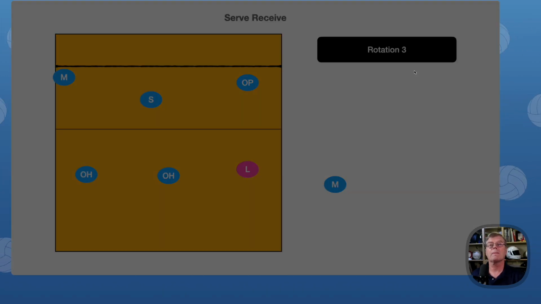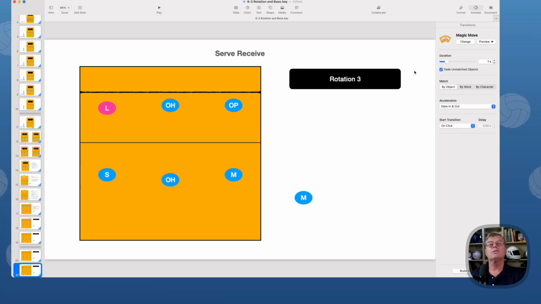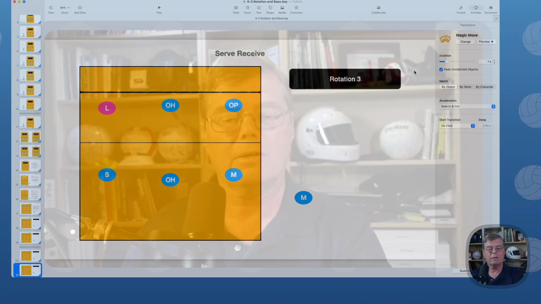Okay, so it turns out that in the 6-2, rotations 1, 2, and 3 work exactly the same as rotations 4, 5, and 6, except remember the subs that we need to make. We have to sub a setter in for an opposite and an opposite in for a setter. But once we make those changes, it works just exactly like the first 3 rotations I've just shown you.